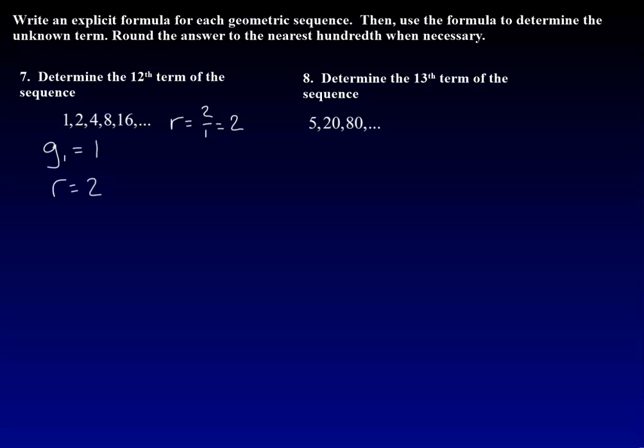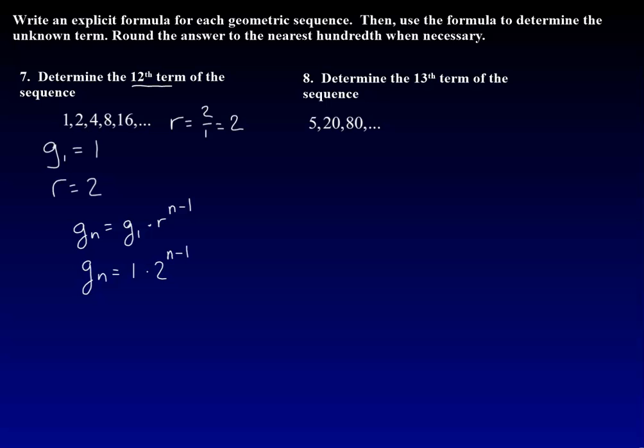So then, I'm going to plug it into that formula. G sub n equals G sub 1 times r to the n minus 1. So G sub n is equal to 1 times 2 to the n minus 1. So that's our explicit formula for a geometric sequence.